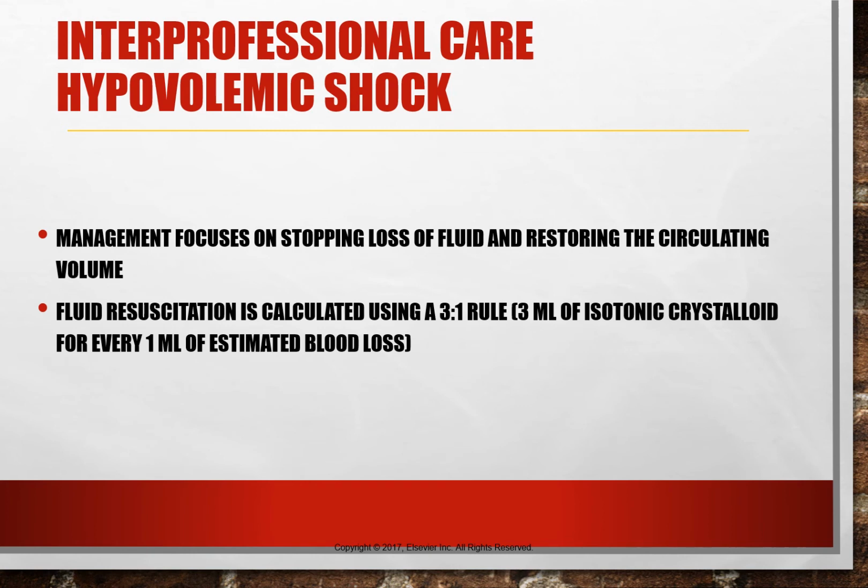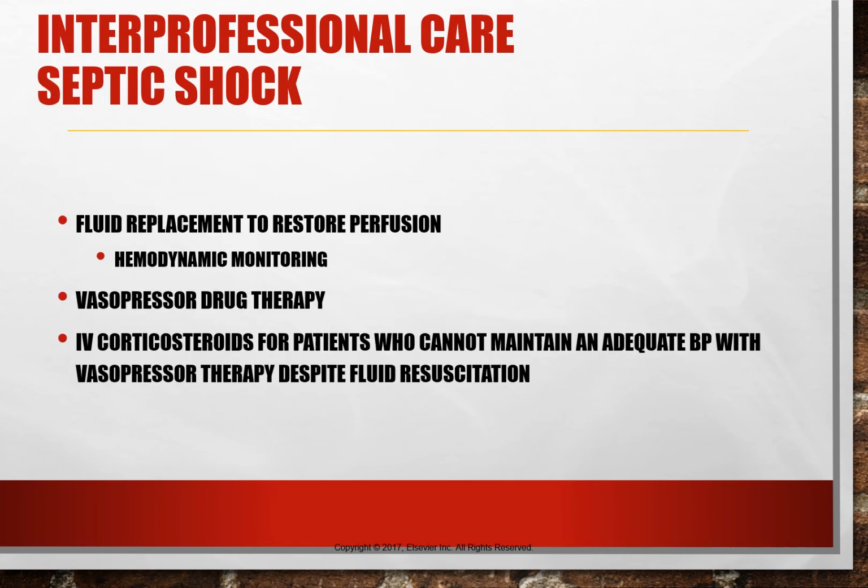Okay, so for hypovolemic shock, we want to stop loss of fluid and restore circulating volume, so direct pressure to any bleeding wound. If it's nausea, vomiting, diarrhea, then we want to address that. And then our fluid resuscitation is calculated using a 3-to-1 rule. So 3 mLs of the crystalloid solution for every 1 mL of estimated blood loss. Keeping in mind, if it is greater than 30%, fluids alone won't cut it. We have to replace the blood volume.